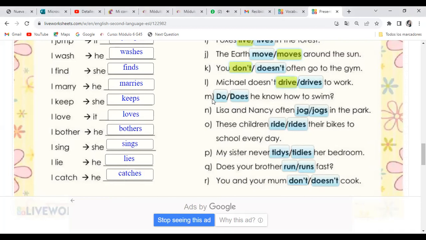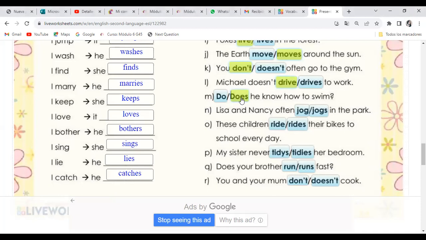Now, in the question, do or does, guys? Do he or does he? What is it, guys? Pero estamos conjugando con he, entonces es does, Carolina.